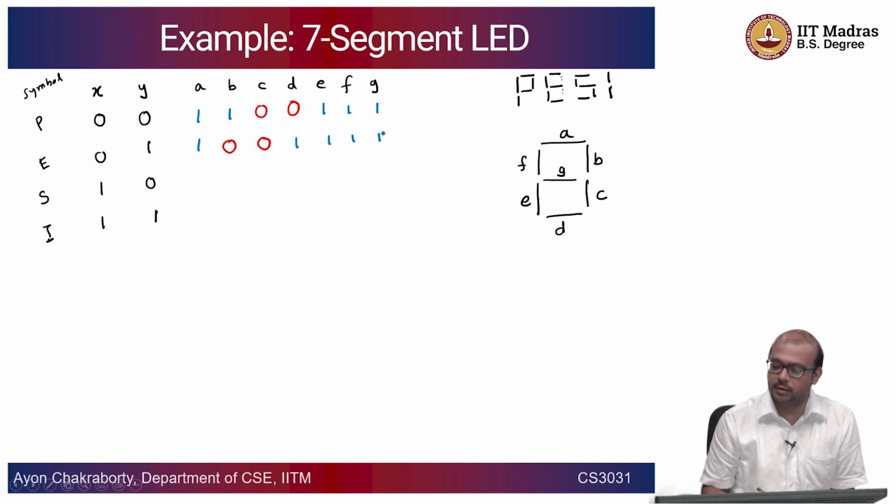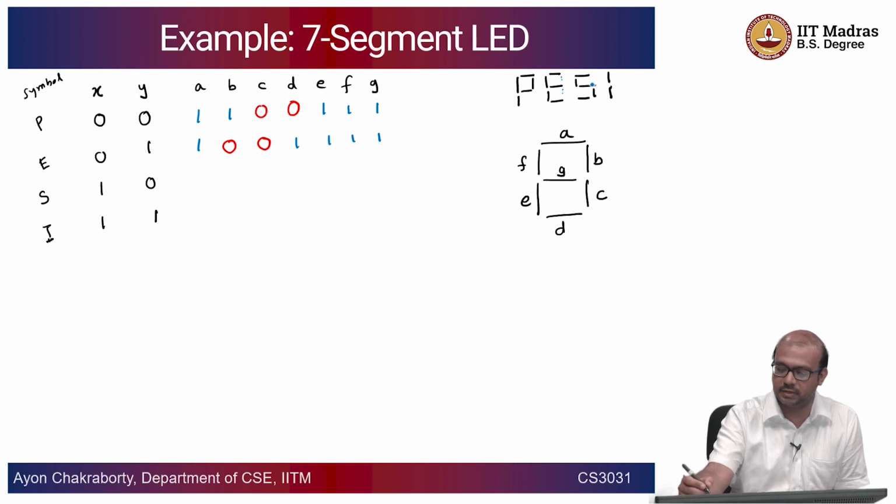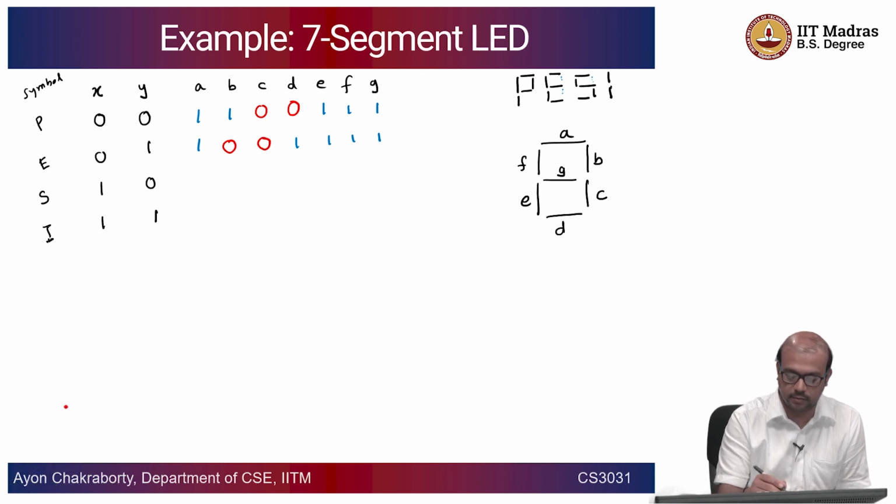How about S? See, B is missing, and E. So B and E are going to be 0. Here also B is going to be 0 and E is also going to be 0. So we are going to be left with the others which are 1.